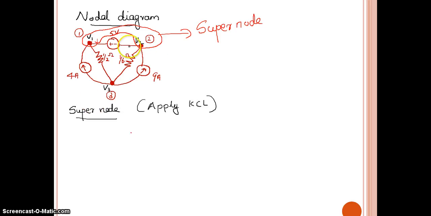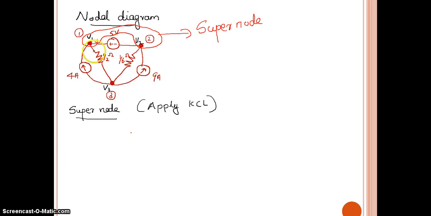So these two nodes together we are considering as a supernode. We don't want to consider this element when we are writing the KCL of the supernode. So we have here this and this node together as supernode. We have 1, 2, 3, 4 elements only. This one between them we don't want to consider.